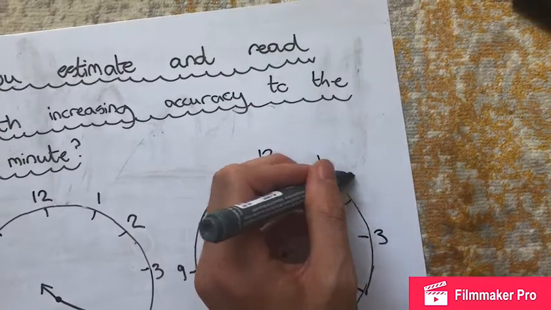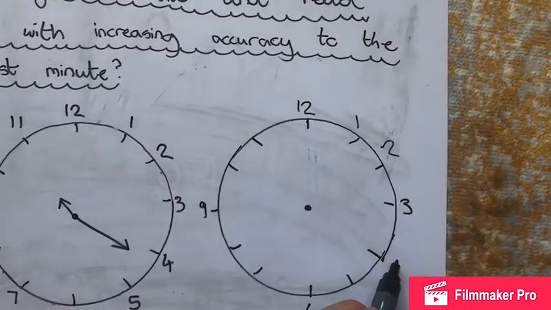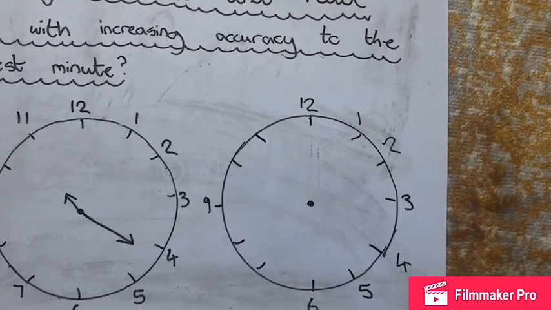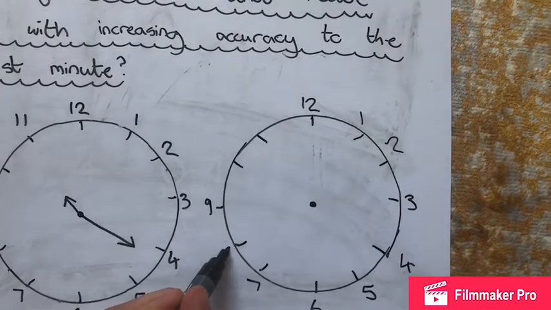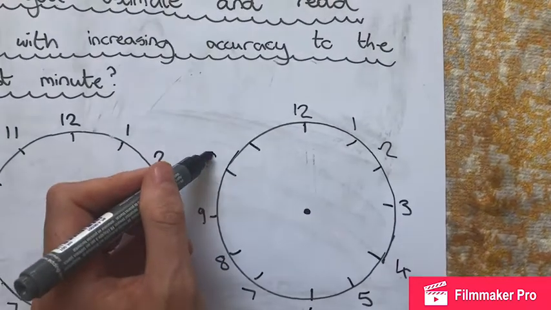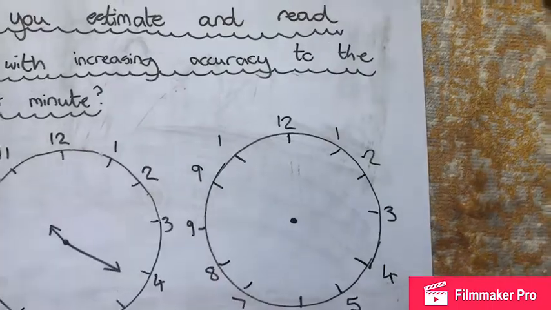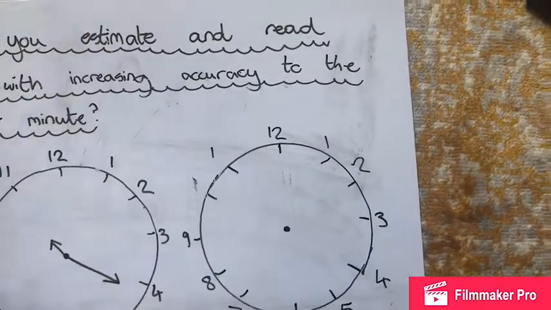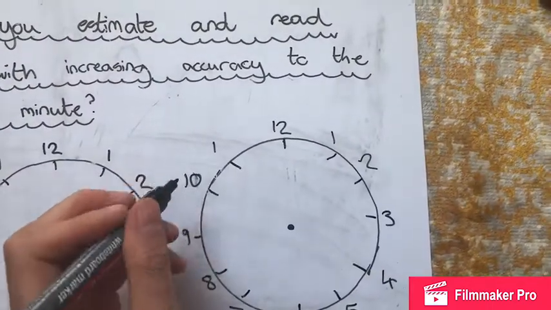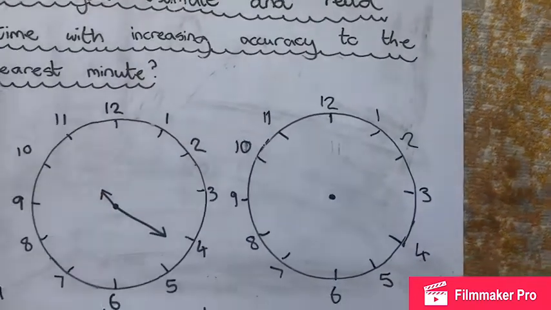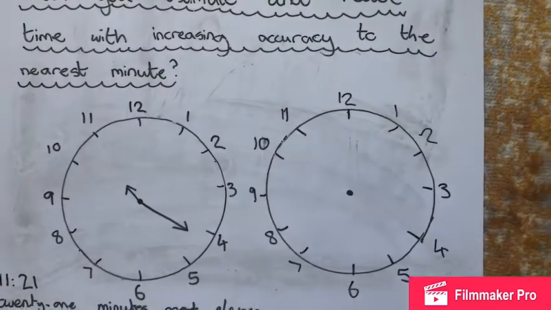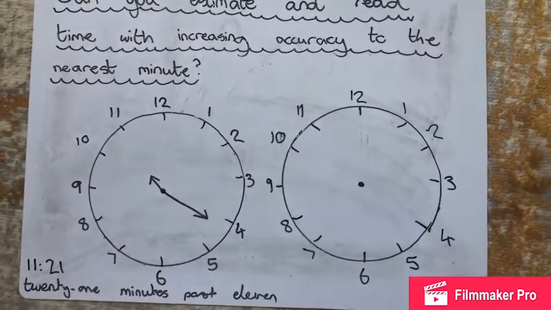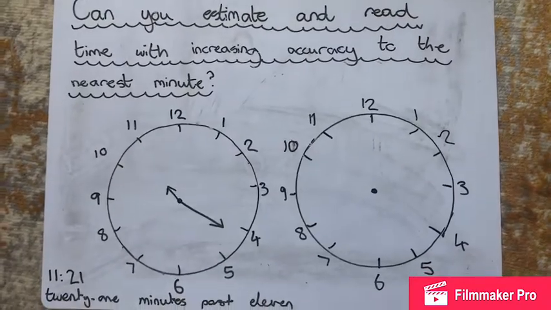So we'll have 1, 2, 4, 5, 7, 8, 9, 10. Oops, that's not a 10. 10, 11. So then you can draw on your hands and have a go at writing the time like I have done there. Good luck.